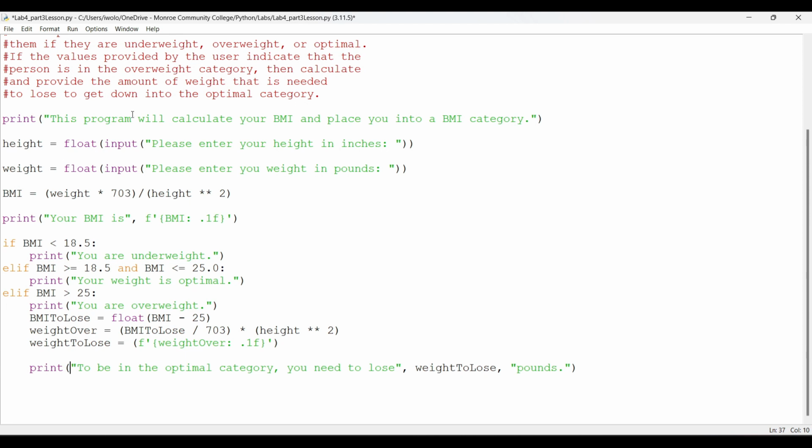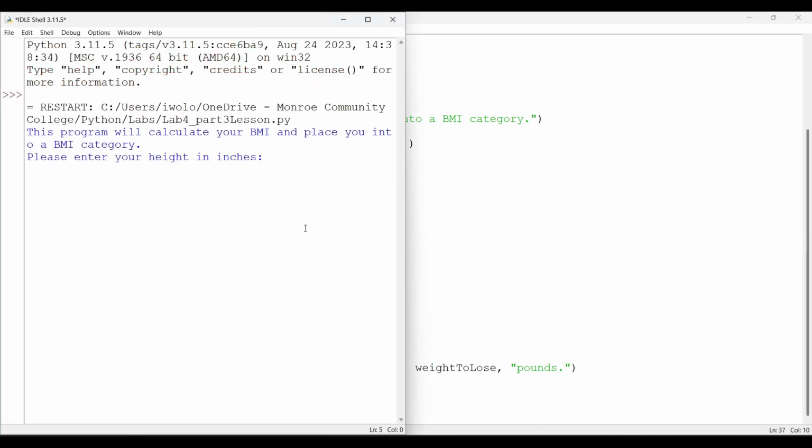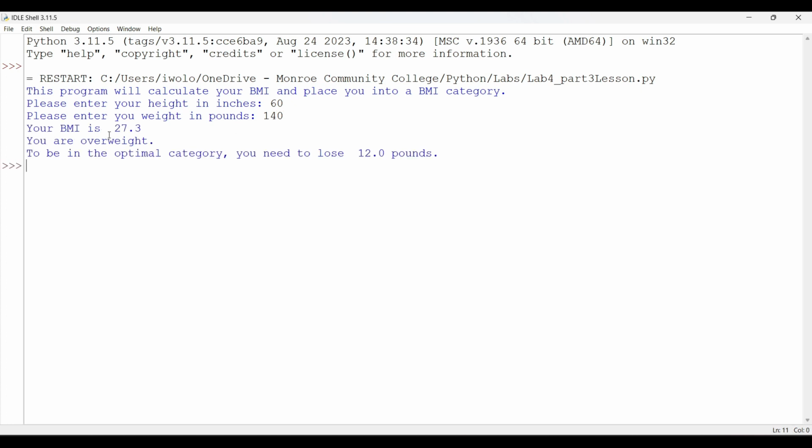So I want to go ahead and run this program and show you guys how it works and make sure everything works how it should. All right, so we can see that we have this nice little introduction for the user. We asked them to enter their height in inches, so I'm going to say that the height is 60 inches. And then the weight is going to be 140 pounds. So the BMI is 27.3. You are overweight. To be in the optimal category, you need to lose 12 pounds. Perfect. All right, so that worked good.